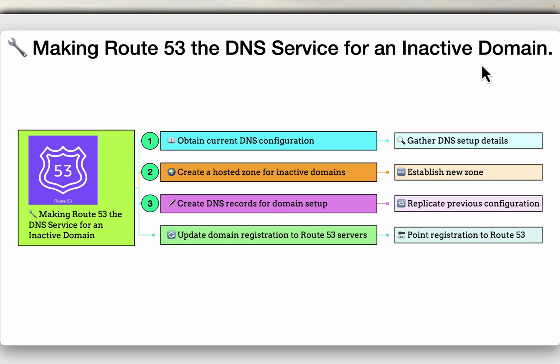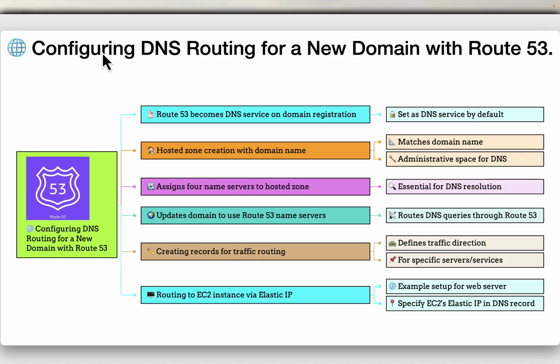Replicate your previous DNS configuration in Route 53 by creating corresponding records within the hosted zone. Fourth, update your domain registration to Route 53 servers. So finalize the DNS service migration by pointing your domain registration to Route 53 name servers, which will complete the transition.